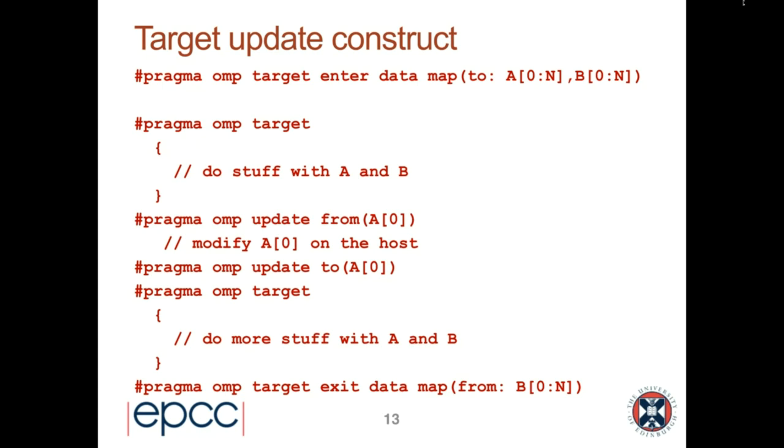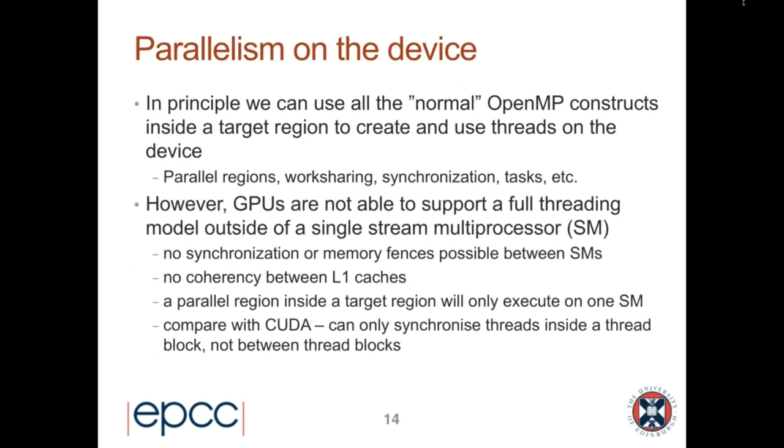So that will copy A0, just the zeroth element of A, back to the host. We can modify it on the host and then do the update to push that back to the device again, and then execute the second target region. So that allows you the sort of flexibility to do updates in either direction in between target regions. Okay, so that's basically how all the data movement works.